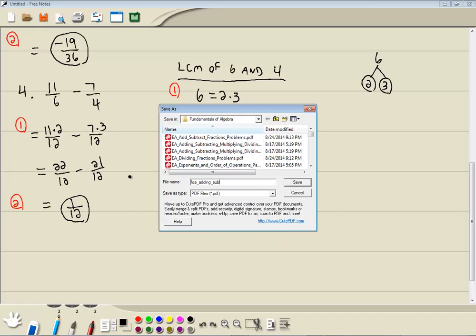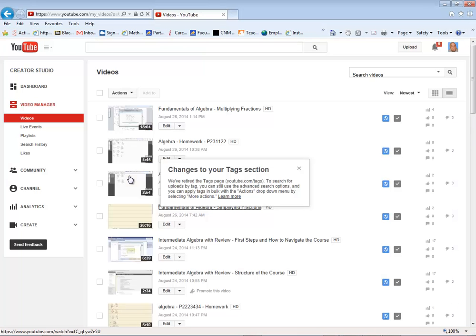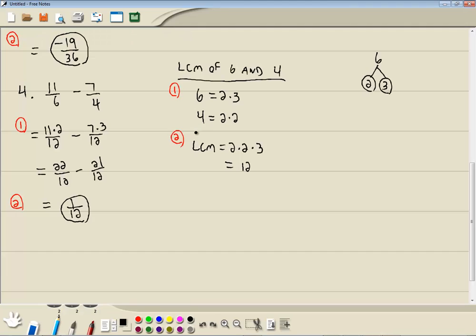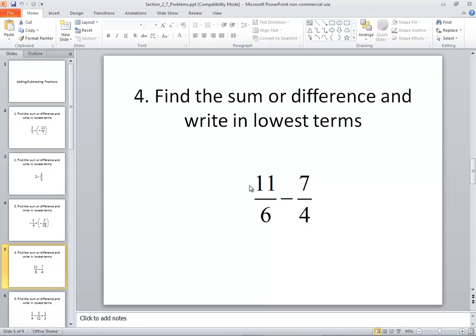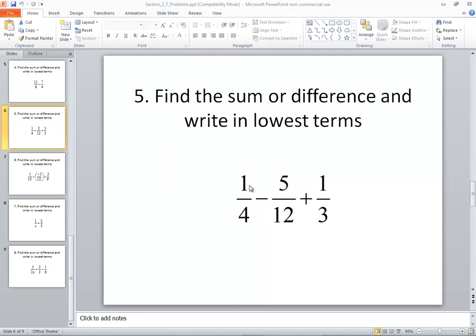Adding, subtracting fractions, page 01. Okay. Let's take a look at this one.